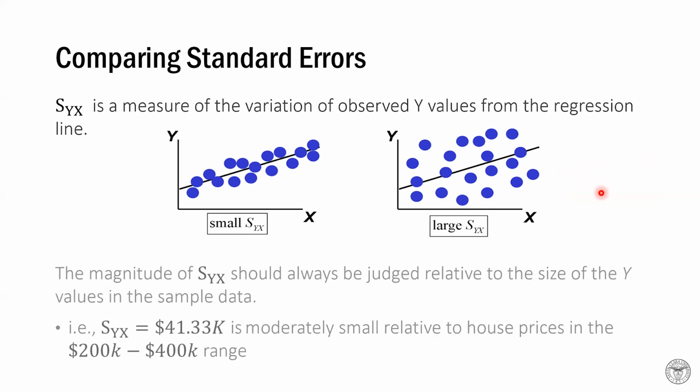Meanwhile, it is also recommended that we should judge the standard error of estimate relative to the size of the dependent variable. For example, in the house pricing regression model, a standard error of estimate equal to $41.33K is relatively small compared to the house price in the range of $200K to $400K.